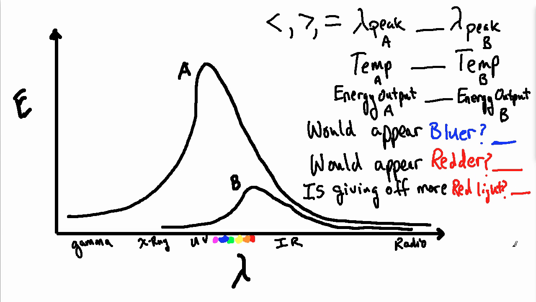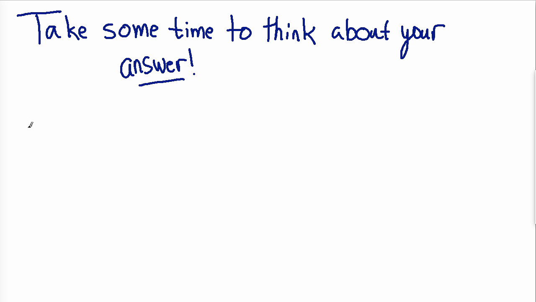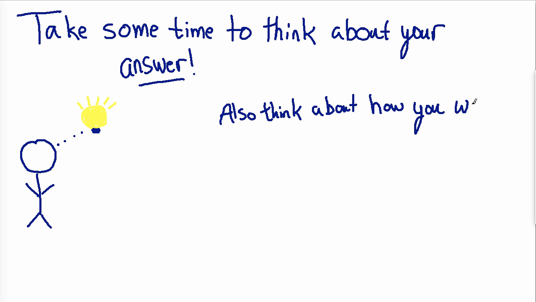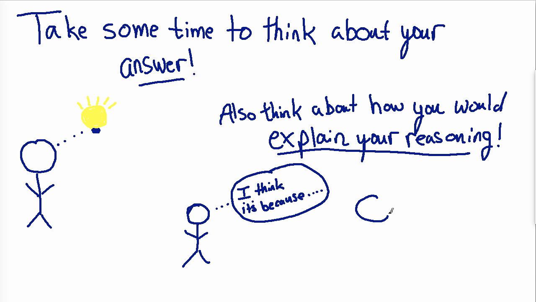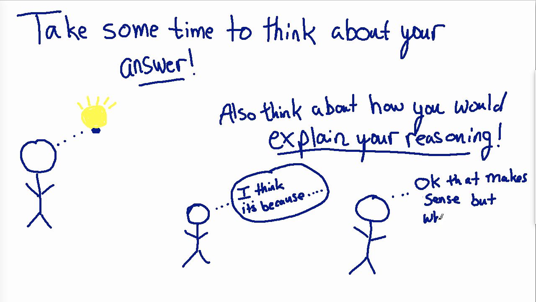And so I'd like you to think about the comparisons of each of these physical quantities for the two objects A and B. So again, I want you to think about your answers to those comparisons about the two different light curves, and I want you to also think about how you'd explain your answers and the reasoning behind your answers to one of your classmates. And we'll give you just a little bit of time to think about that.